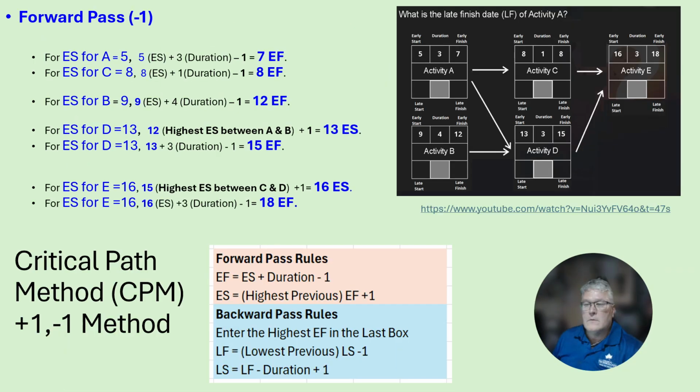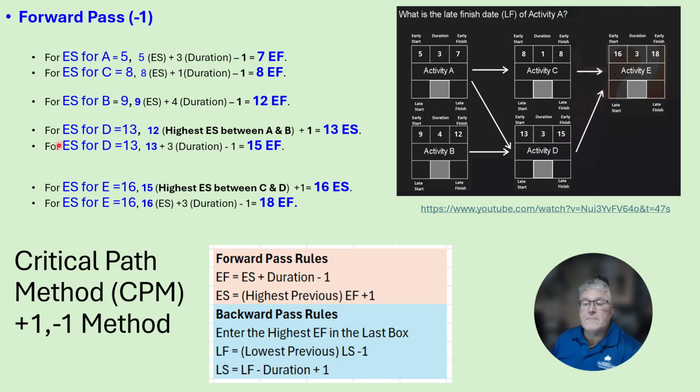Simple enough. So here are the results for early start time and early finish time using the forward pass. Again, early start time for A is 5. 5 plus 3 minus 1 gives us an early finish of 7. Early start time for C equals 8. 8 early start time plus 1 duration minus 1 gives us an 8 finish time. For early start for B, we have 9 plus the duration minus 1, which gives us a 12 early finish time.